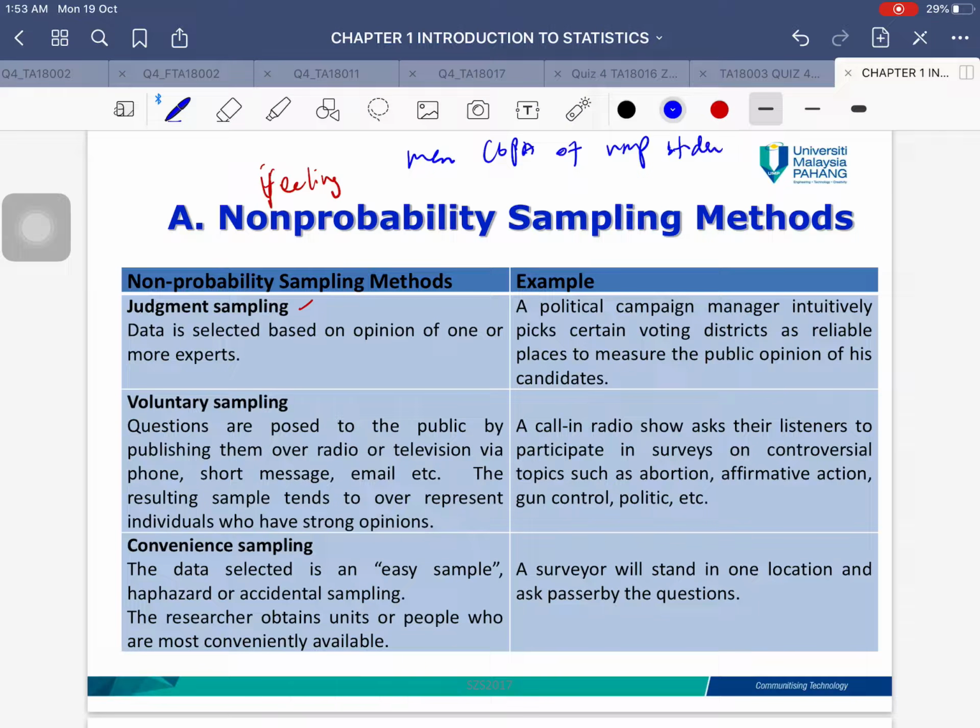Being a lecturer at UMP, I might be biased about it. I want people to see that UMP students are super bright, clever students. So I'm going to pick a certain group of students who are bright, so that the CGPA will be higher. That is judgment sampling. As in the example I've shown you, it could be biased. You pick a sample based on someone's feeling. Based on my feeling, this is the group of students I'm going to pick for the sample. That is called judgment sampling.